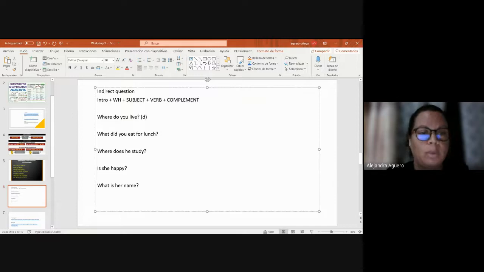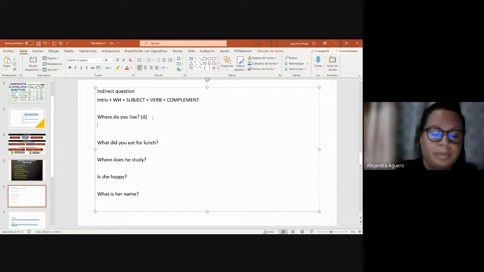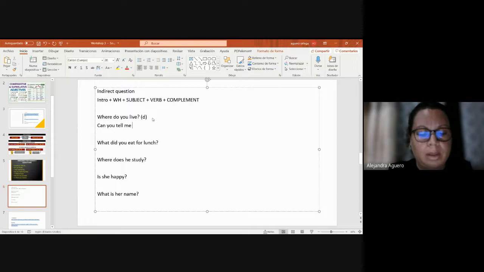Let's see, for example, where do you live? This one is a direct question. So I say the introduction. Can you tell me where you live? Okay, the introduction is a question. So we write a question mark at the end. That is in the first place. And then we have WH, subject and verb.